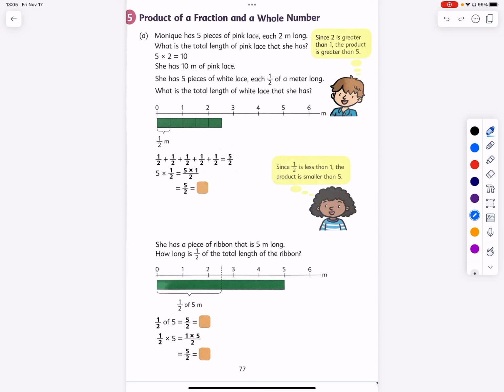Hello, math lovers. Today's topic is how to multiply fractions by a whole number. We will practice multiplying fractions and mixed numbers by a whole number. So let's, as always, begin with a word problem.